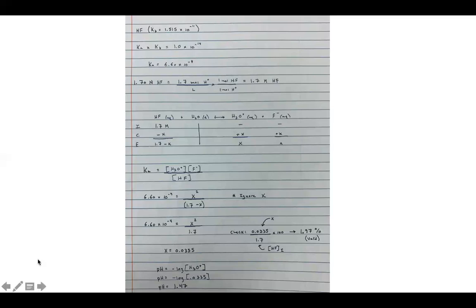Okay, and so again, just to summarize, if you prefer to use the quadratic formula to solve for x, you will get the correct answer every time. If you like the 5% rule because it's much easier, it does work for most problems, but you do need to check, because if it's greater than 5%, you have to go back and solve it using the quadratic formula, or you will get a slightly incorrect answer.